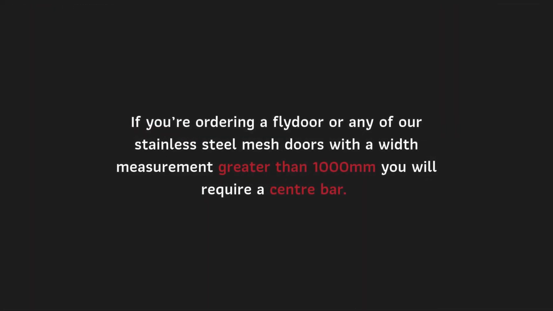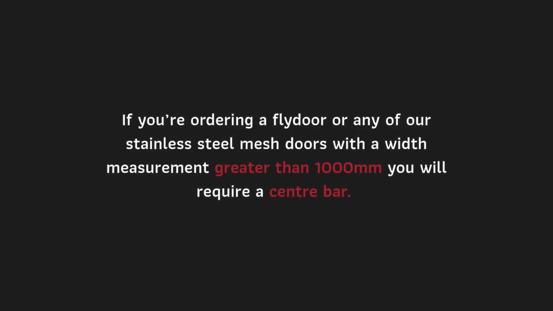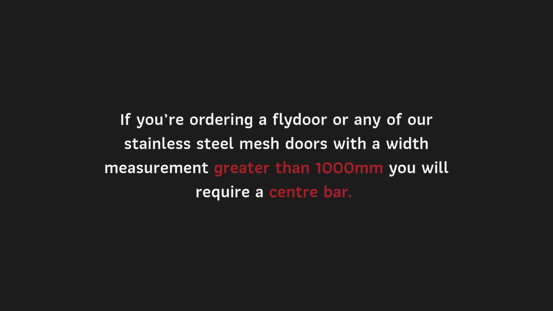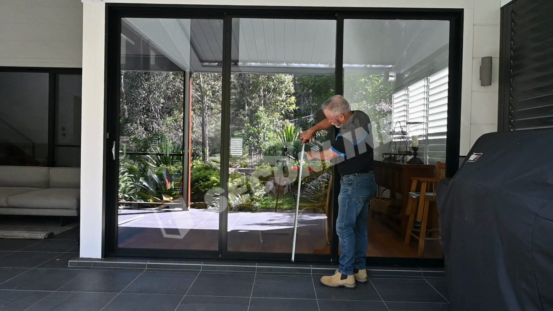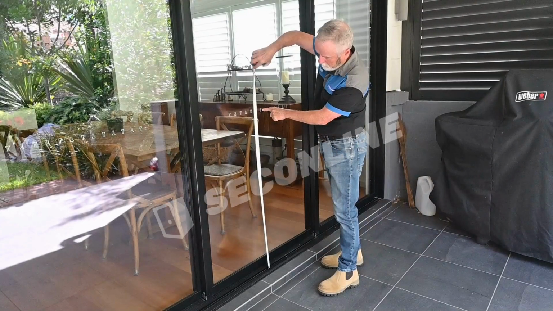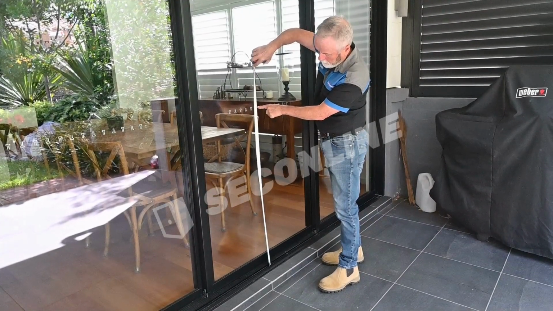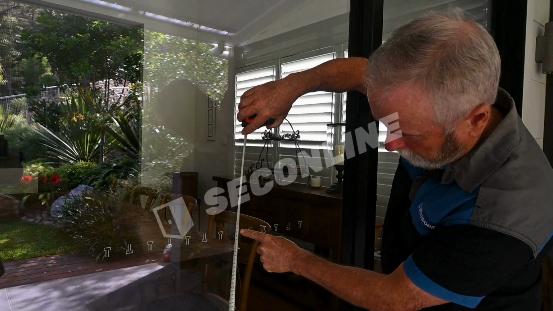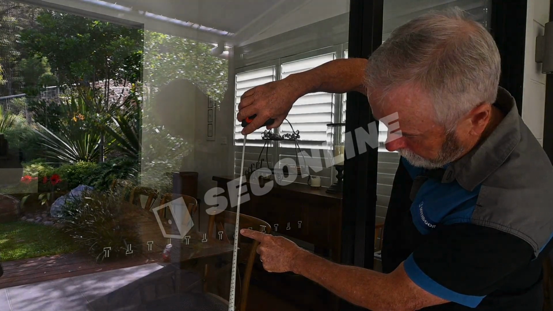If you're ordering a fly door or any of our stainless steel mesh doors with a width measurement greater than 1000mm, you will require a centre bar. To measure for the centre bar, measure from the bottom of your existing screen door to the desired height or to the vision marks on your glass door. The height entered will be the middle of the bar. Please note, if a bar height is not entered, we will fit the bar in the exact centre.